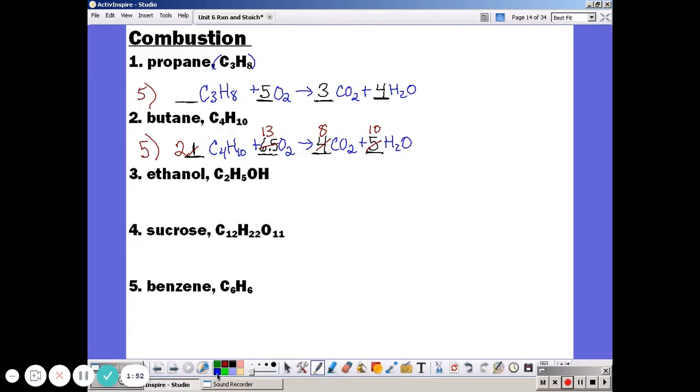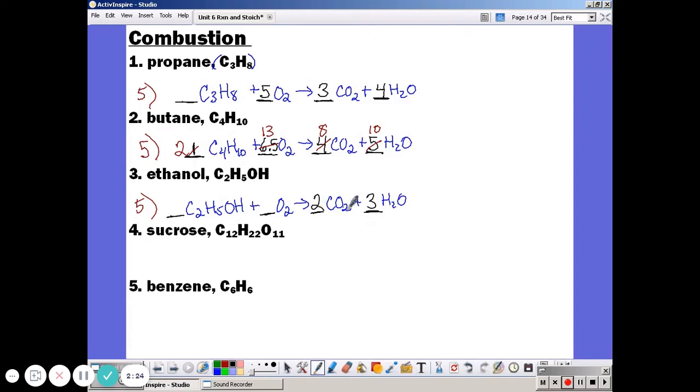C2H5OH is a hydrocarbon even though it contains oxygen. So this is still a combustion reaction. So we'll have to say plus O2 yields CO2 plus water. Two carbons, 1 carbon, multiply by 2. 5 plus 1 is 6 hydrogens, times 3 is 6. 4 plus 3 is 7 oxygens.